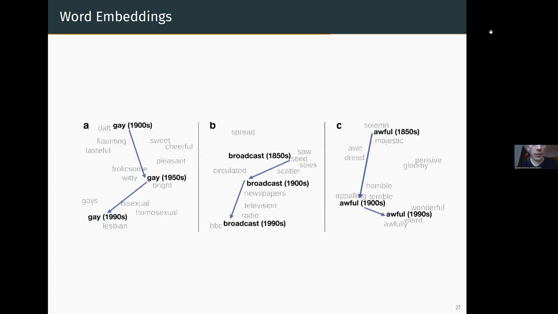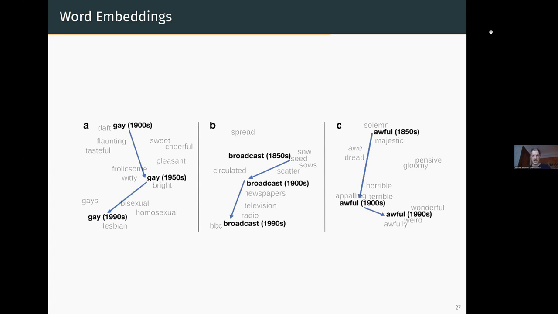One of the more popular examples is the picture you see here. Take, for example, the word awful, because we can see how it is embedded, so we can see the context of the word. In the 1850s, the word awful meant something like solemn and majestic, like an awful majesty. So it was actually a very powerful thing.